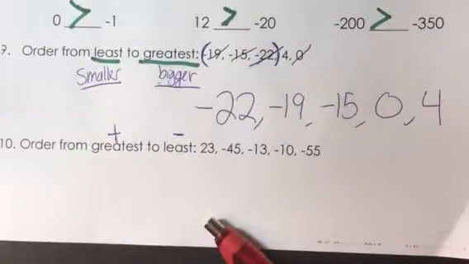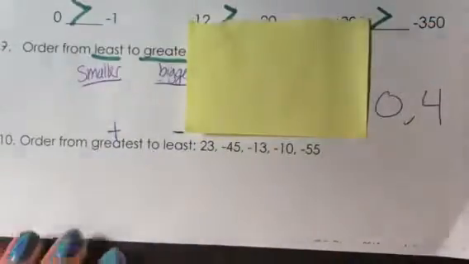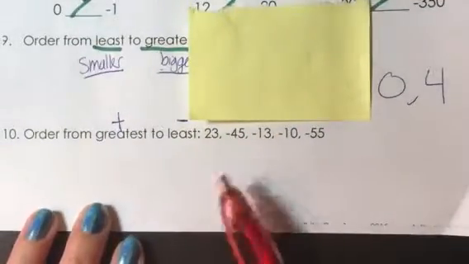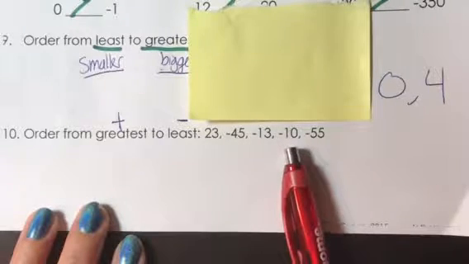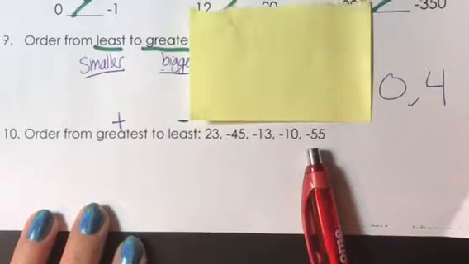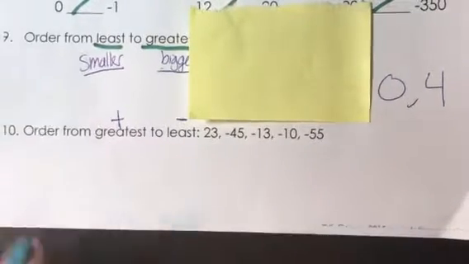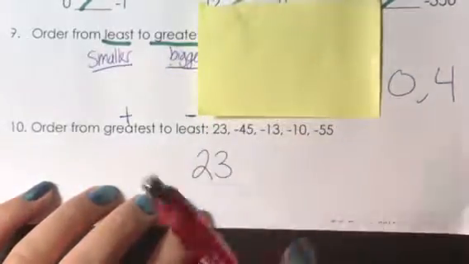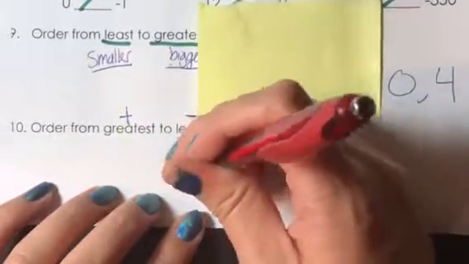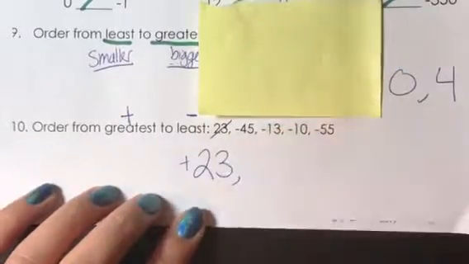I'm going to go ahead and cover up my numbers in my earlier problem, not to confuse me. These are the ones I'm looking at. I have positive 23, negative 45, negative 13, negative 10, and negative 55. Well, right away I can tell, since there's only one number that is positive, that would be my biggest number. I can leave it as 23, or I can even put it as positive 23. There's my greatest number. That one's first.